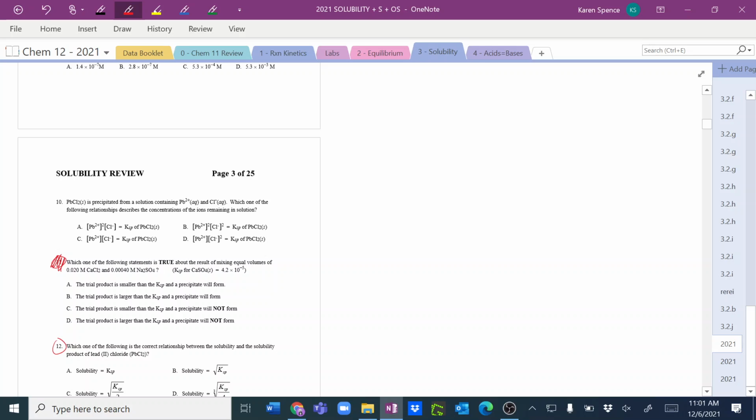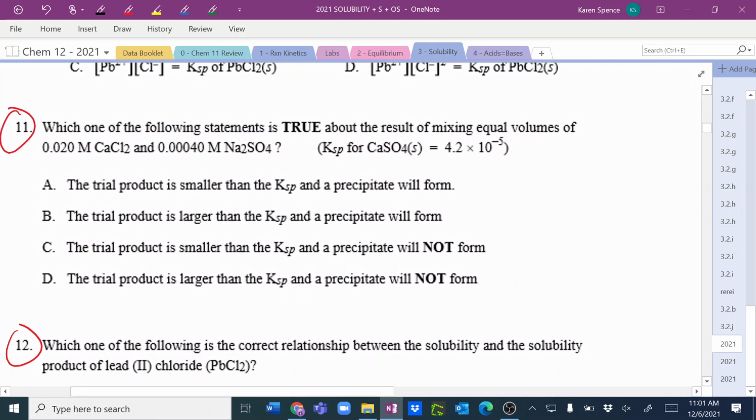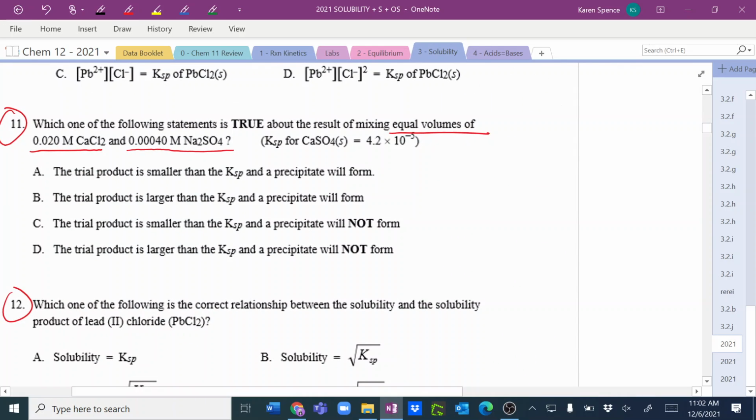I realize that number 11 is for the written response. Oh, but we have it in multiple choice as well, so here we go. Okay, what is true when we mix equal volumes of 0.2 molar calcium chloride and 0.0004 molar sodium sulfate? So this is the same question, but with easier math. Because we are mixing equal volumes, what happens to the concentration? Yes?